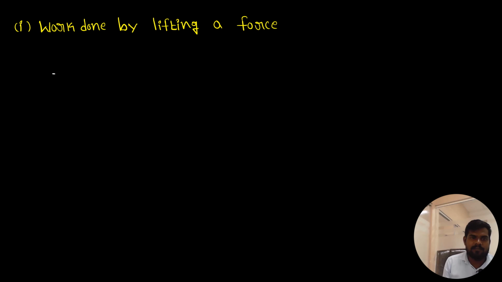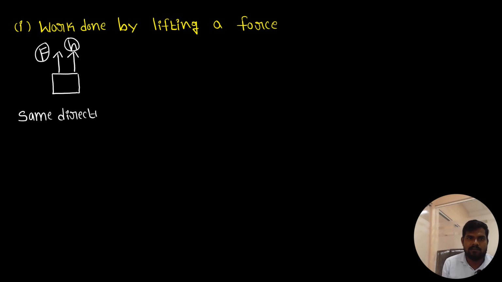See the diagram, this is the box. You are applying the lifting force upward, and the height of the block is also upward, nothing but h. So the force and height are both in the same direction, which means theta is equal to 0 degrees. Already we know the formula, work done is equal to Fs cos theta.